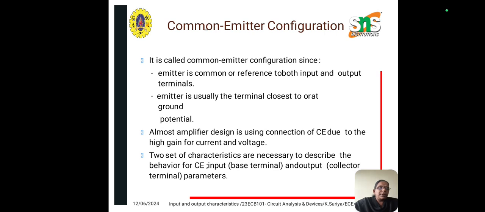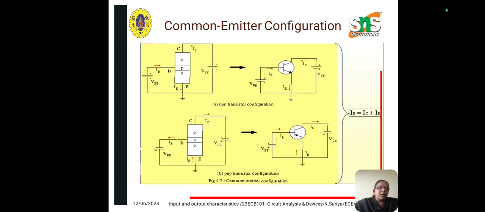Next one is the common emitter configuration. It is called common emitter since the emitter is common or in reference to both the input and the output terminals. Emitter is usually the terminal closest to or at the ground potential. Most amplifier designs use the common emitter connection due to the high gain for current and voltage. Two sets of characteristics are necessary to describe the behavior of common emitter: input and the output parameters, that is base and the collector terminal parameters.